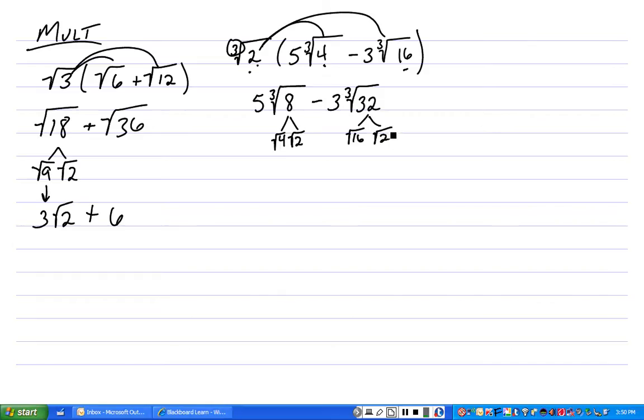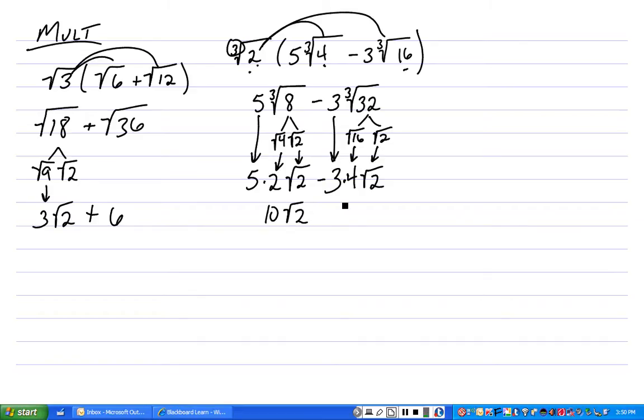So what I get is 5, and the square root of 4 is 2, and I'm left with the square root of 2, because I can't break it down. Minus 3, and the square root of 16 is 4, and the square root of 2 can't be broken down, so you just write it. So this is 5 times 2, which is 10 square root of 2, minus 3 times 4, which is 12 square root of 2.